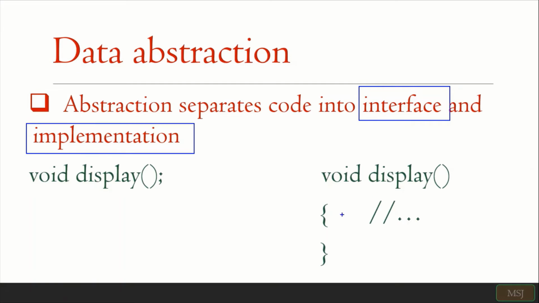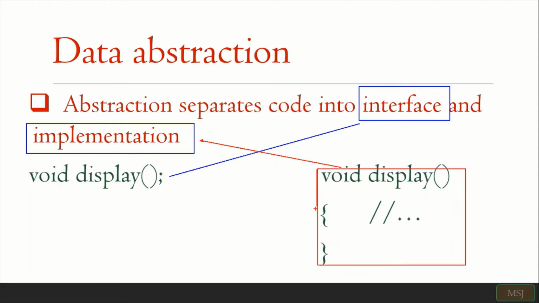But here this is what we call implementation. So this is interface, and this is implementation. Interface means void display. We don't tell what this display is doing here, but implementation, yes, we write some code here. That's why I included these curly brackets, right? These curly braces I used, and this is the implementation.